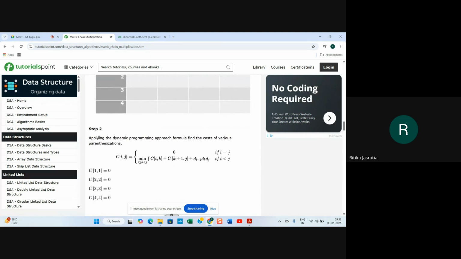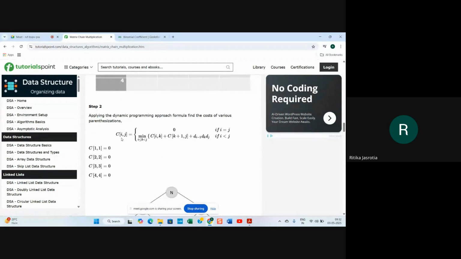Step 2: apply the dynamic programming approach formula to find the cost of various parameterizations. If you want to find the various cost parameterizations, the formula is Cij equal to min over i less than or equal to k less than j of Cik plus Ck plus 1j plus di minus 1 dk dj, if i is less than j.